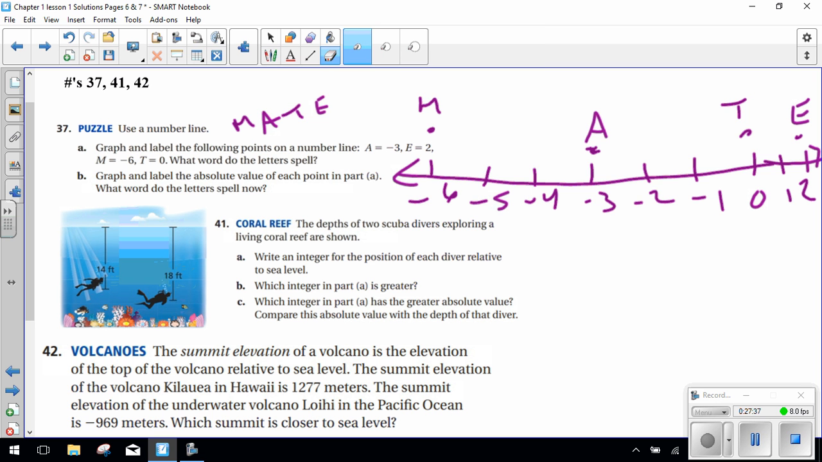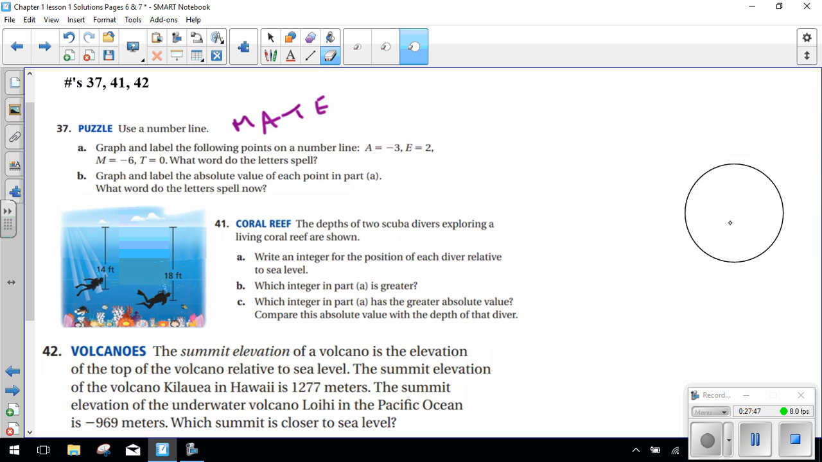Okay. Now for part B, so that's all you had to do for A, is draw this number line out and label over each of the given integers. Notice there's no absolute value on any of these. Okay, for part B, graph and label the absolute value of each point in part A. So it's telling you to take the numbers in part A and find their absolute values. What is that? So I'm going to do that first.